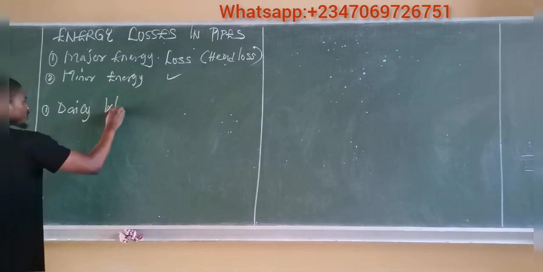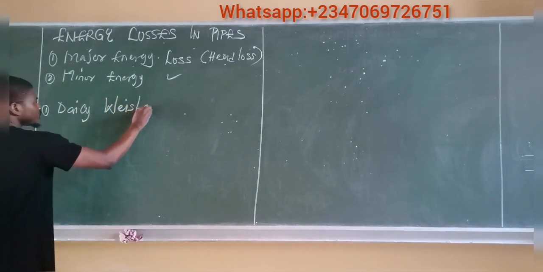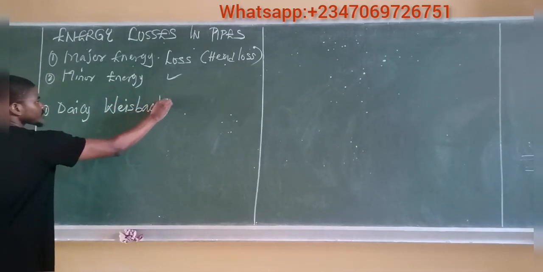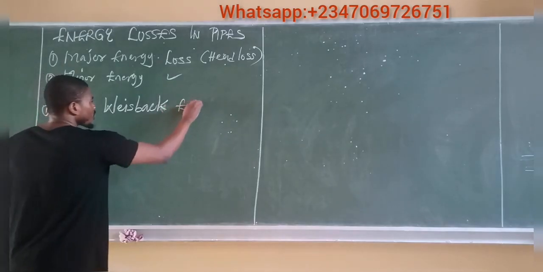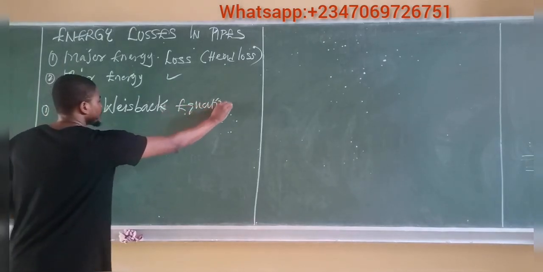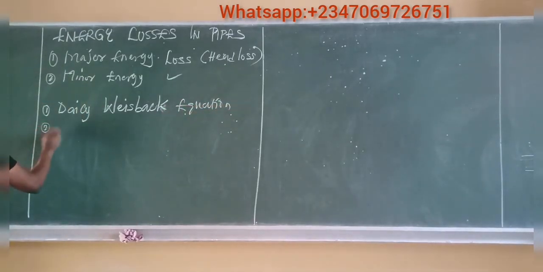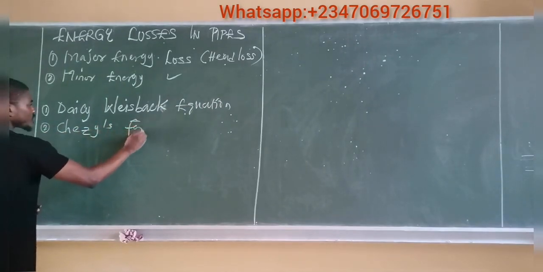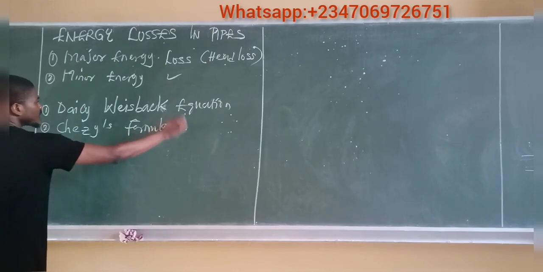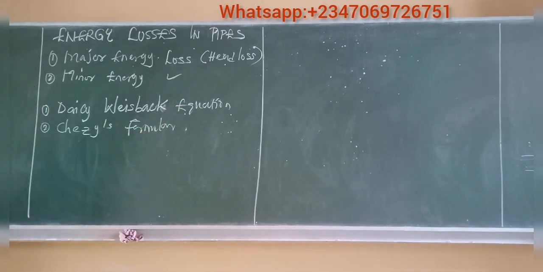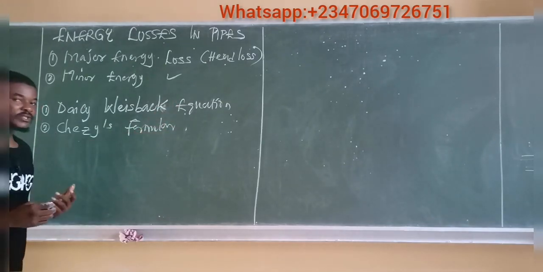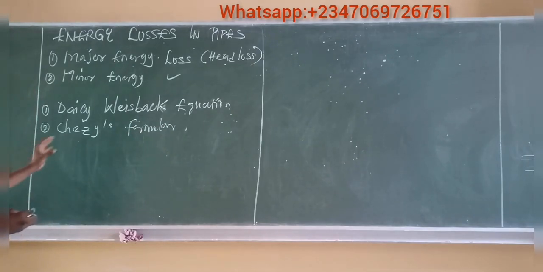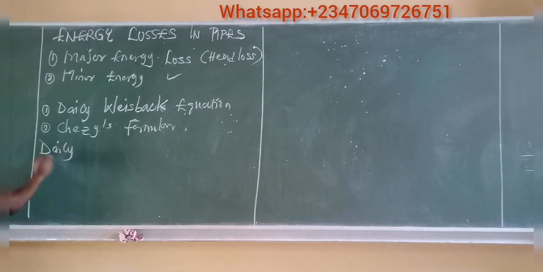So to calculate the energy loss due to friction, we use the Darcy-Weisbach equation, and the second formula is called the Chezy formula. These are the two major formulas we use in calculating energy loss due to friction. Now, let's talk about the Darcy-Weisbach equation, that's the first one.